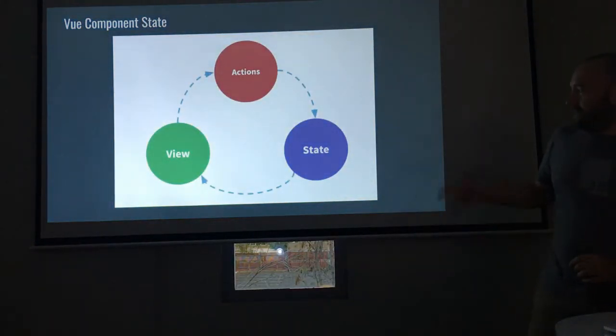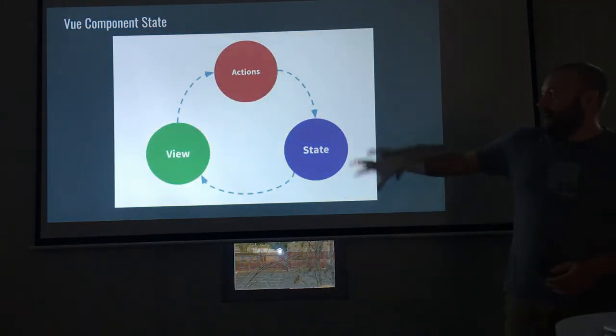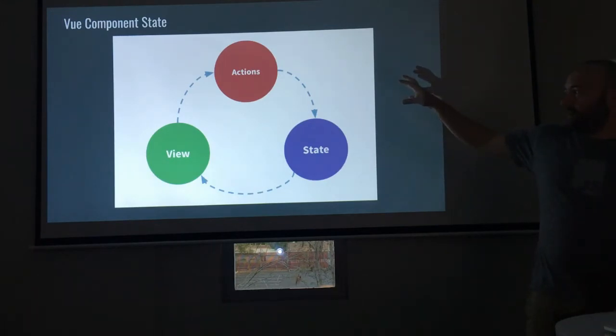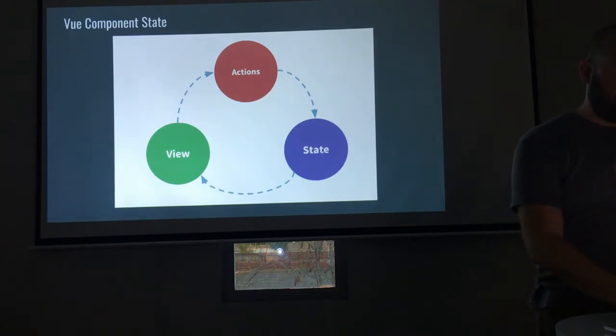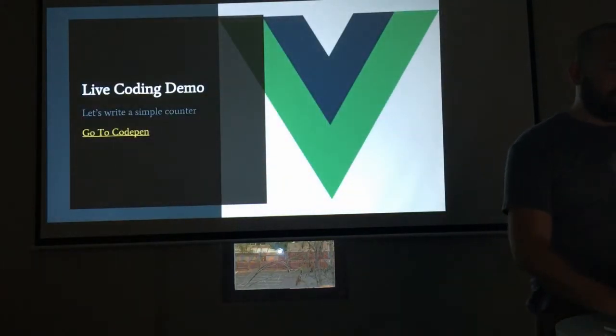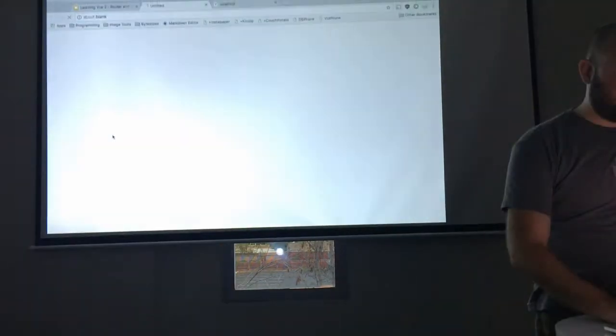So as I mentioned, this is a bit of a diagram of what I just mentioned, but basically you have your component, you have actions that you trigger from that component, button clicks or scrolling events, things like this. Those things mutate the state, and that mutation causes the Vue to update. That's the whole flow of Vue components. And to show you how this works, let's look at a little live demo.